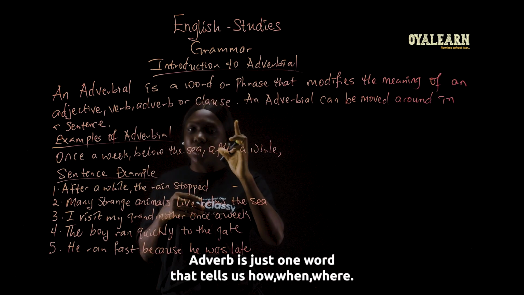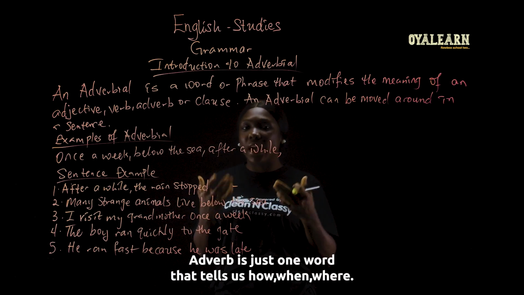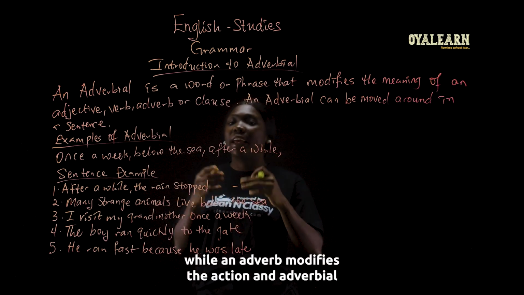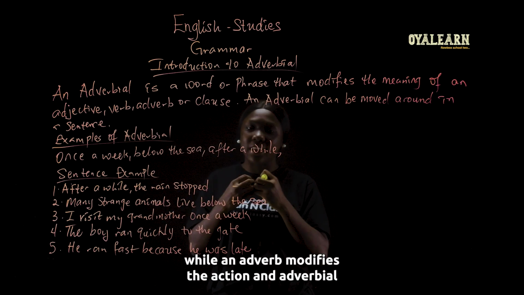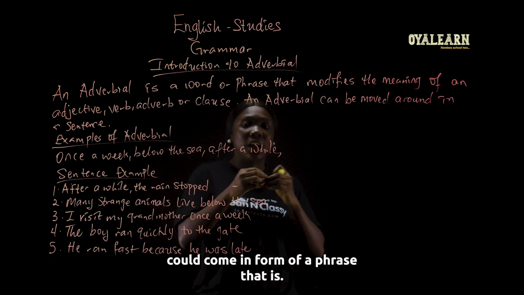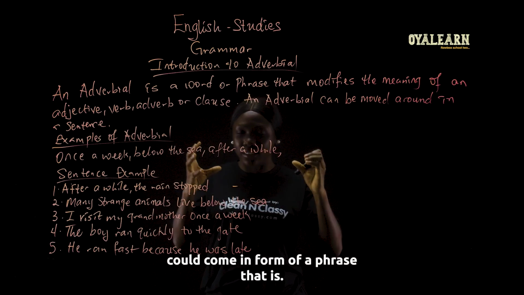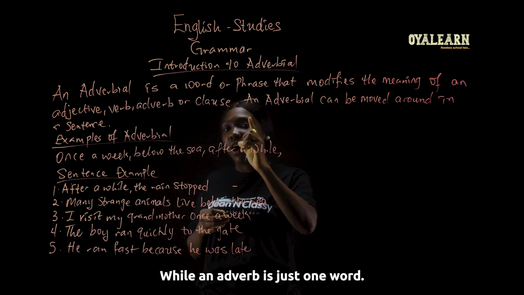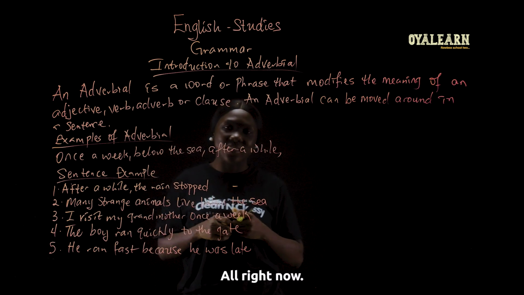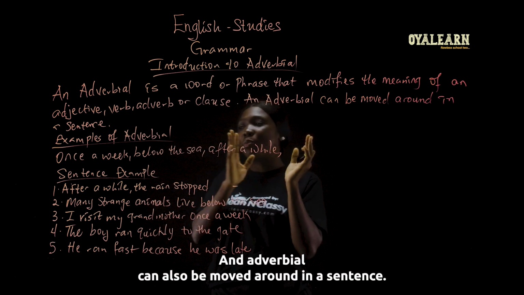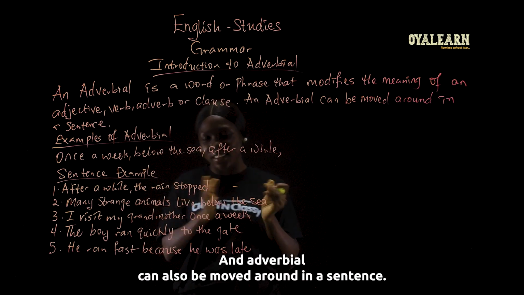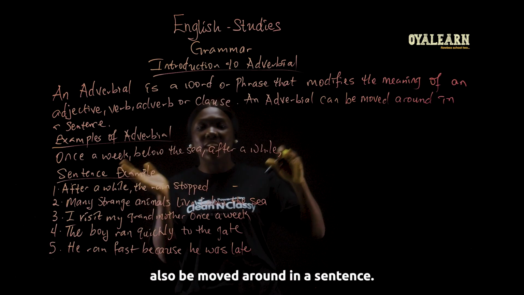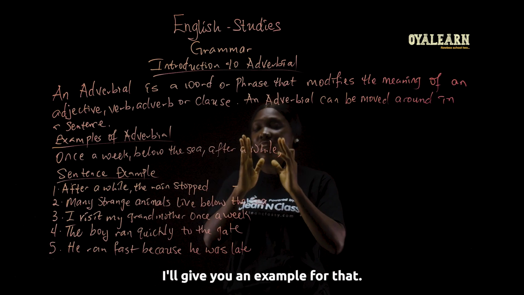Now, what is the difference between adverbial and adverb? An adverb is just one word that tells us how, when, where, why an action happens, while an adverbial modifies the action. An adverbial could come in the form of a phrase, that is a group of words, while an adverb is just one word. Alright, now an adverbial can also be moved around in a sentence. I'll give you an example for that.